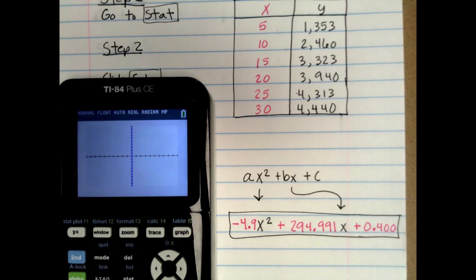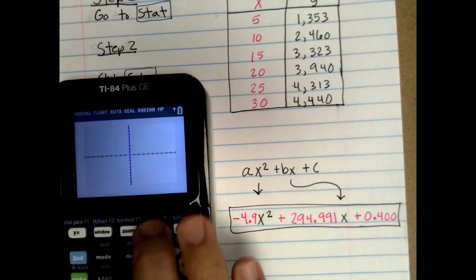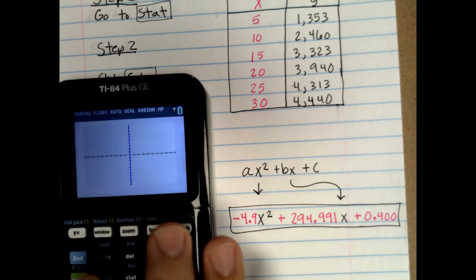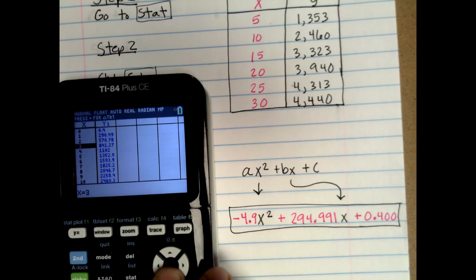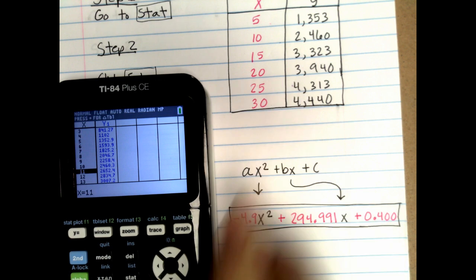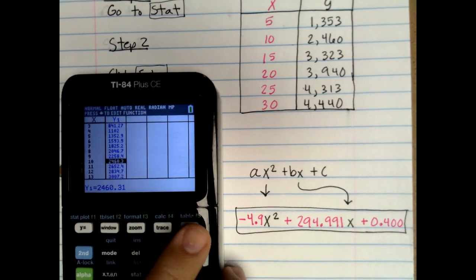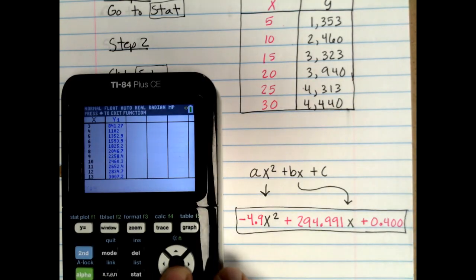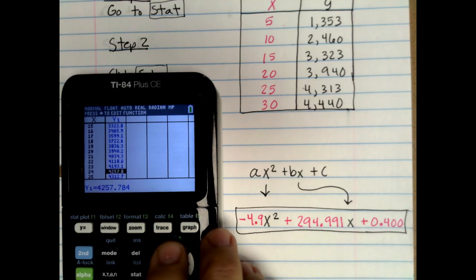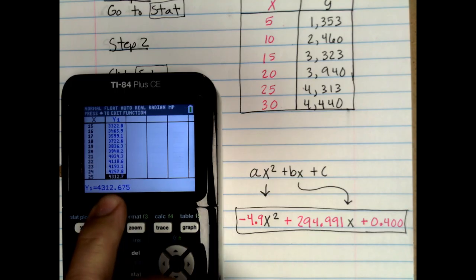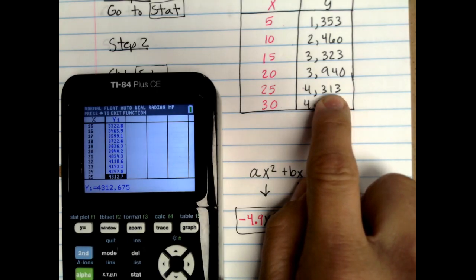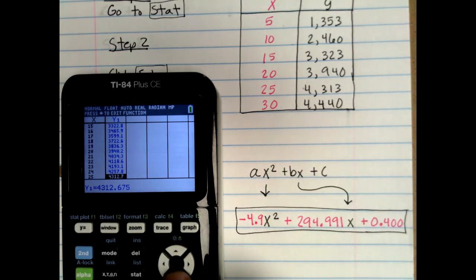Now I really don't care about the picture. What I want to see is the table. So I'm going to hit second and graph for table. And I'm going to go down to 35. If you look, these numbers are going to be really close. For instance, at 10, it should have been 2,460. Notice at 10, it's 2,460. If I go to 25, 4,313. So I'm going to go all the way down to 25, and notice it's really close, right? 4,312 versus 4,313. So this allows you to make predictions on future outcomes when given a certain input.